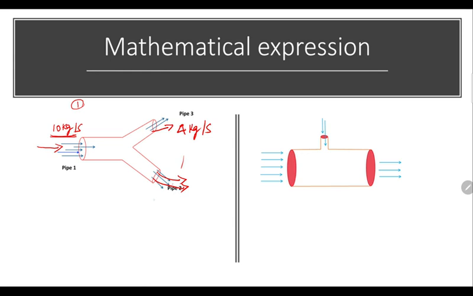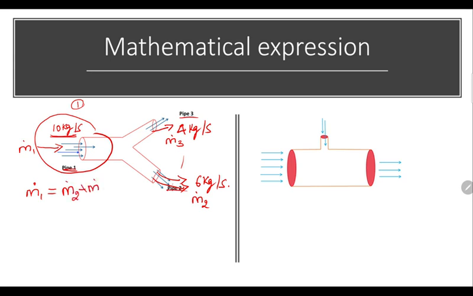What do you think? Excellent, it is 6 kilograms per second. My dear people, the mass flow rate that is entering the system, m dot 1, because it's pipe 1, should equal the mass flow rate exiting the system. This is m dot 2 and m dot 3, because those are the pipes. So m dot 1 equals m dot 2 plus m dot 3, that's it.